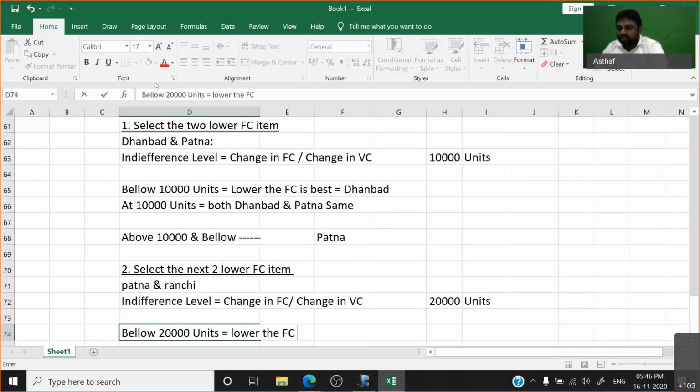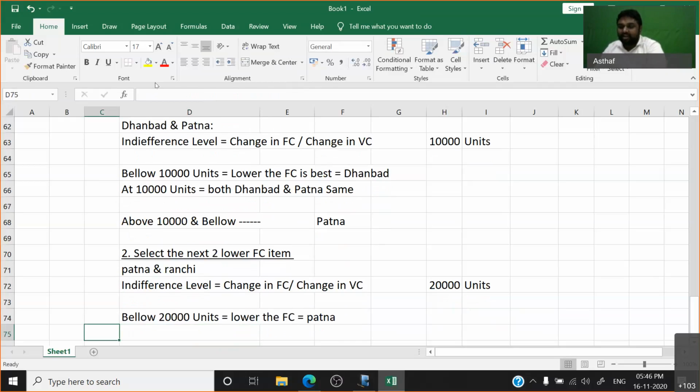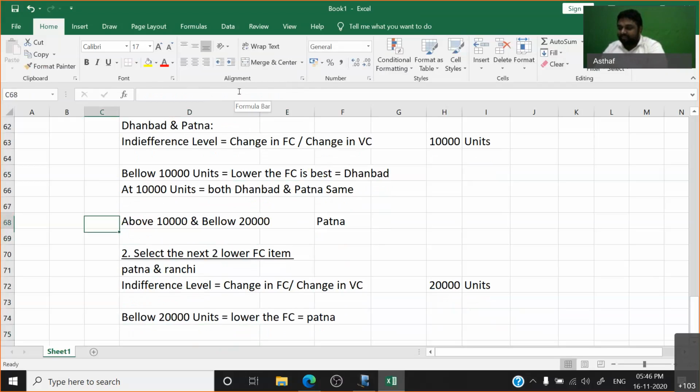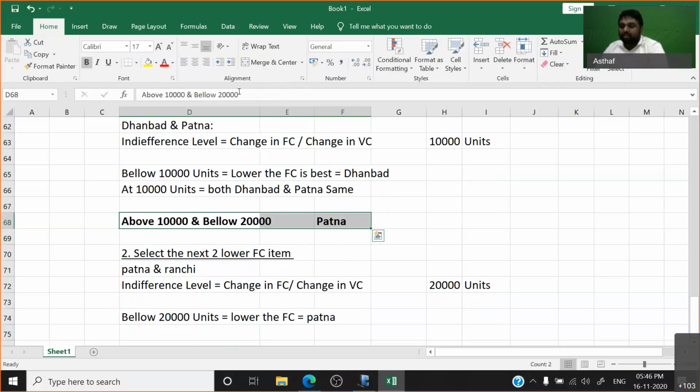Which has the lower fixed cost? Partner. That is what I am doing here. Already, for Partner, about 10,000, here we will fill. We got one answer now: below 20,000. So the answer we go here itself. Below 20,000, that we got from here.